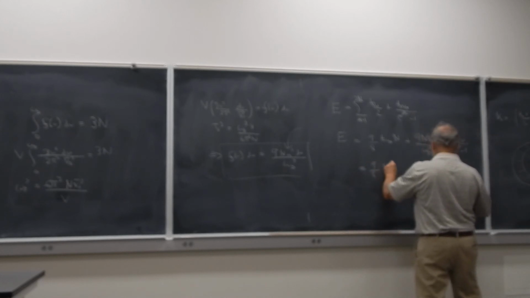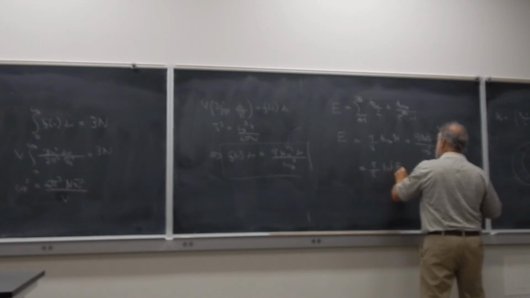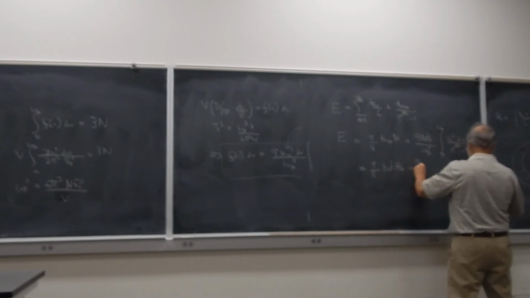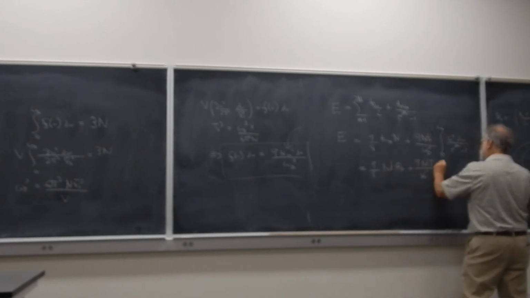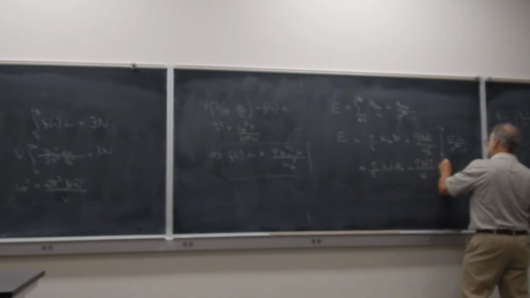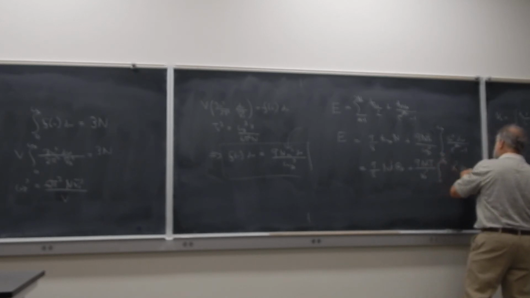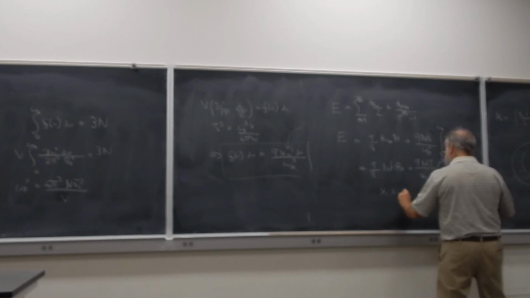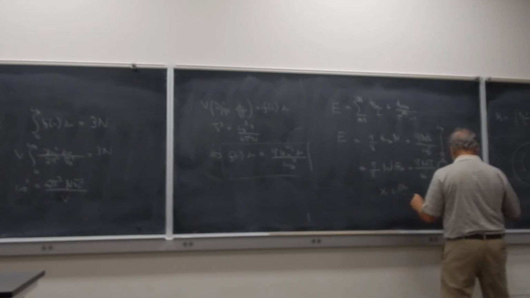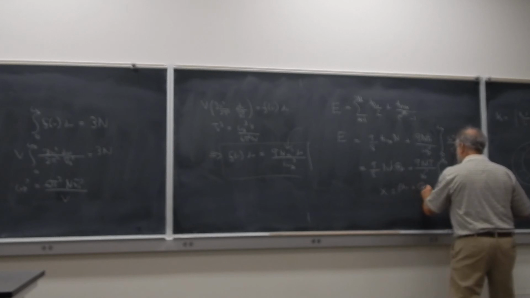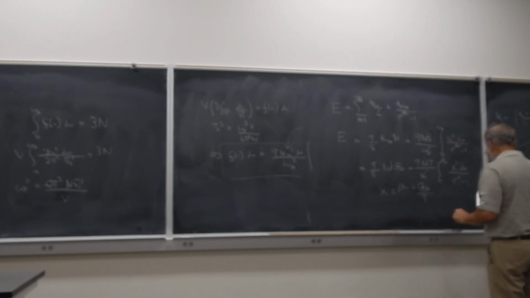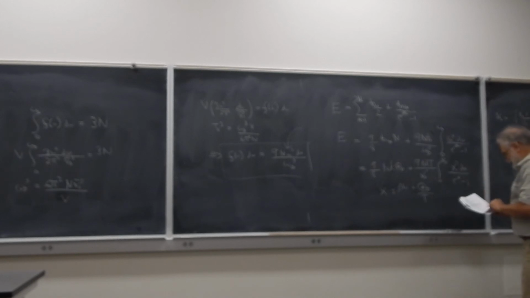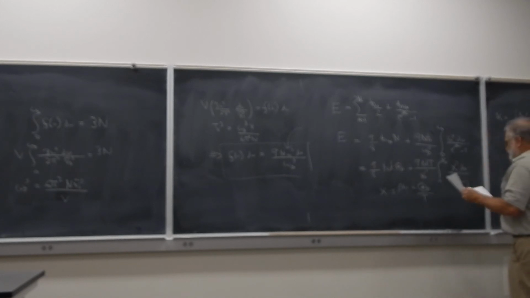Simplify it a little bit: n k theta sub d plus 9 nkT divided by x sub d cubed integral 0 to x sub d x cubed dx over e to the x minus 1, where we've defined x as beta h bar omega, and x sub d is equal to the Debye temperature divided by T. We call theta sub d the Debye temperature. That's my expression for energy.